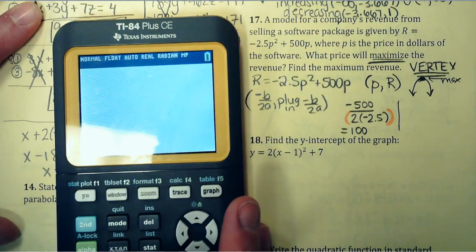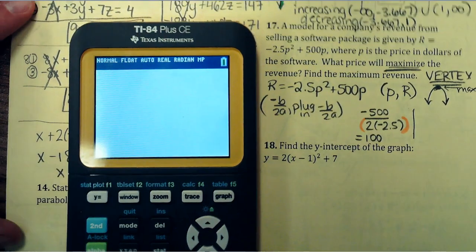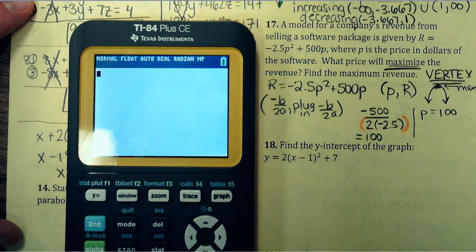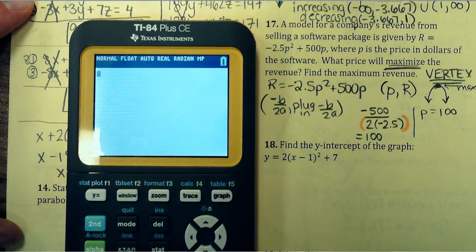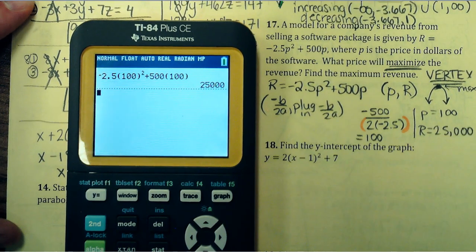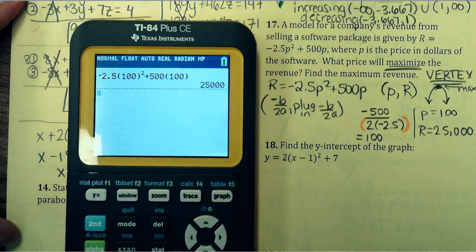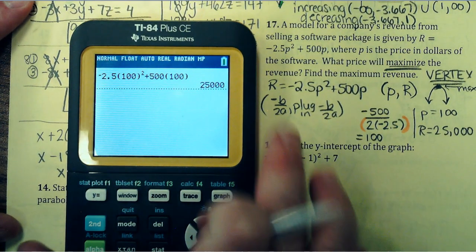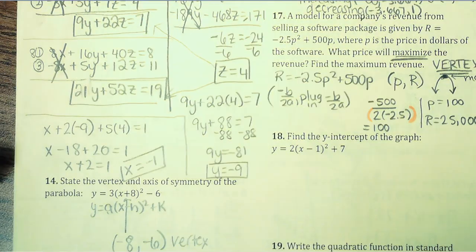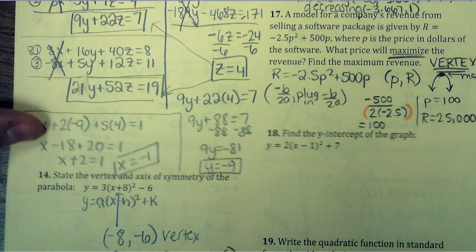And all I'm going to do here to get my other answer to the rest of the question for the revenue, so P is going to be 100, I'm going to plug 100 in for the P in the equation. So negative 2.5 times 100 squared plus 500 times 100. And this will give us the revenue, which is going to be the 25,000. So anytime you see maximum or minimum, it's just asking you to find the vertex. And so that's the negative b over 2a, and then plug that number back into the equation so you can go ahead and get the y value there.